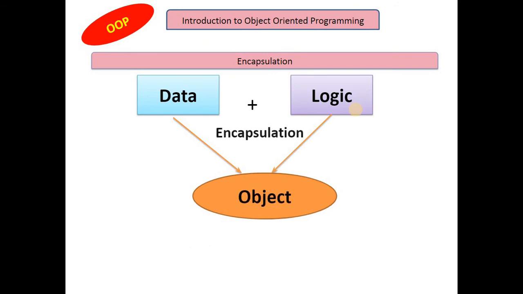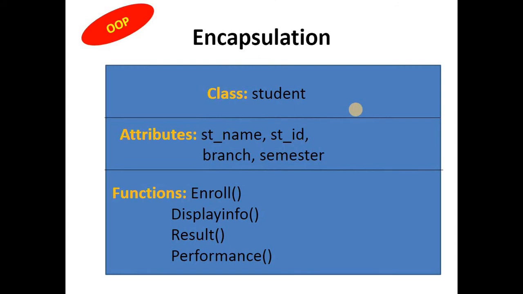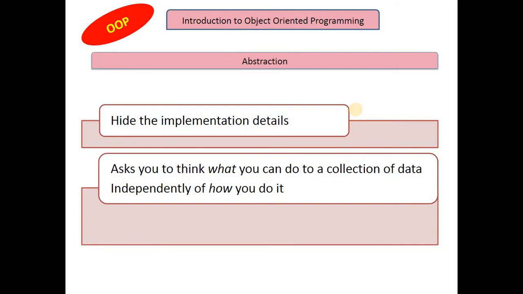Encapsulation, which gives a result as a class or an object. So, enclosing both variables and functions together into a single unit, just hiding the details from the user and allowing modularity, is known as encapsulation. So, you can see here that attributes and functions are combined into one to identify a class, that is student. This process is known as encapsulation.